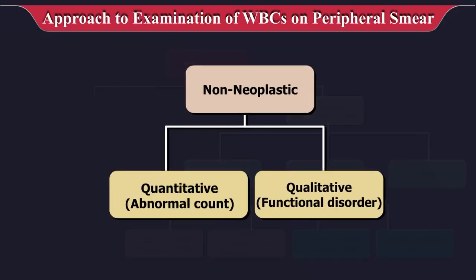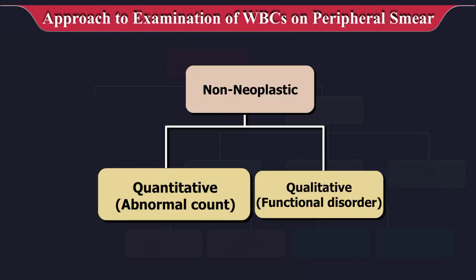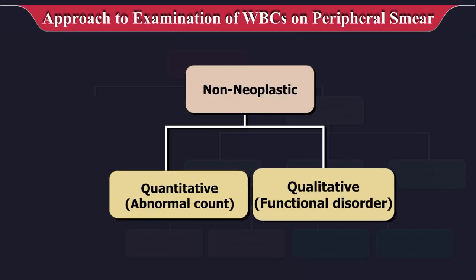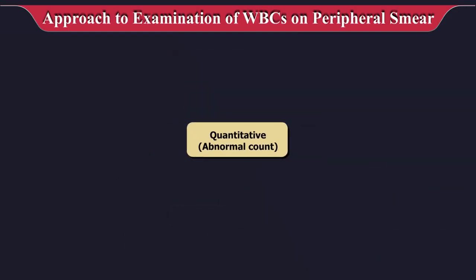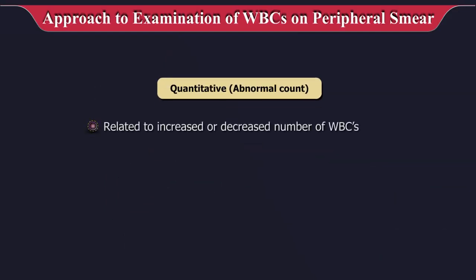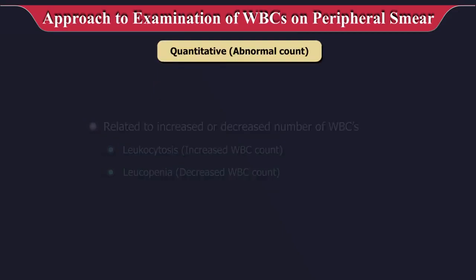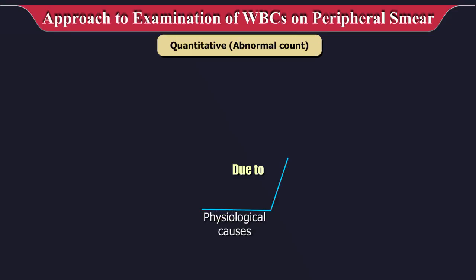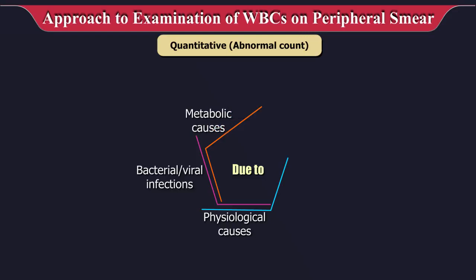Non-neoplastic disorders include quantitative abnormalities and qualitative abnormalities as explained in the previous video. Quantitative abnormalities are related to increased or decreased number of white blood cells, that is leukocytosis or leukopenia. They can be due to physiological causes, bacterial or viral infections, metabolic causes, drugs and chemicals, or due to tissue destruction.